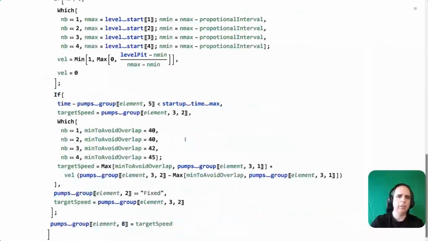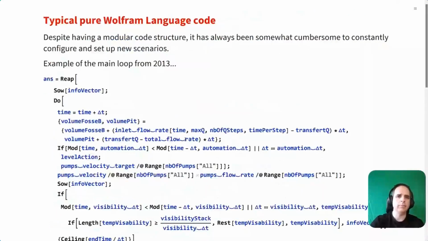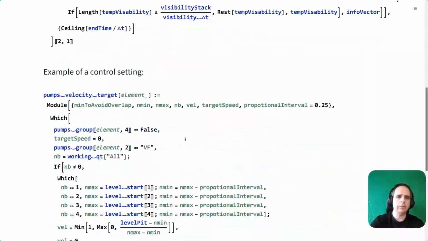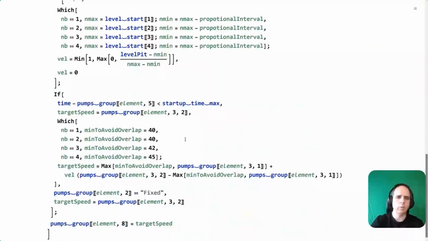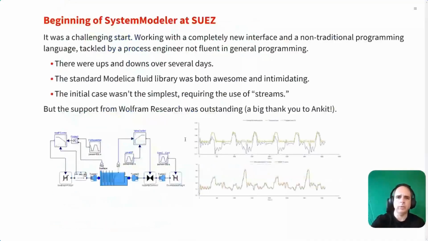And we have been living with this for a long time. It's the typical code that we are all accustomed to seeing with the Wolfram language. But in the latest years, we have been pushing forward with SystemModeler, because it's much easier to adopt and actually extremely faster than what we are used to obtaining with custom-made code.